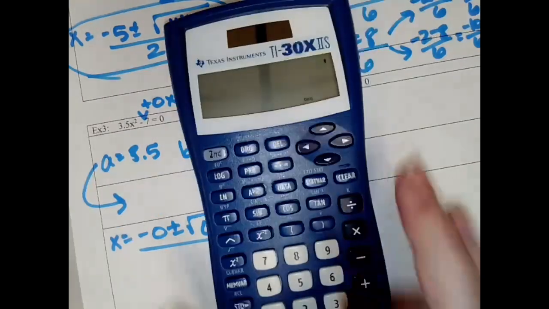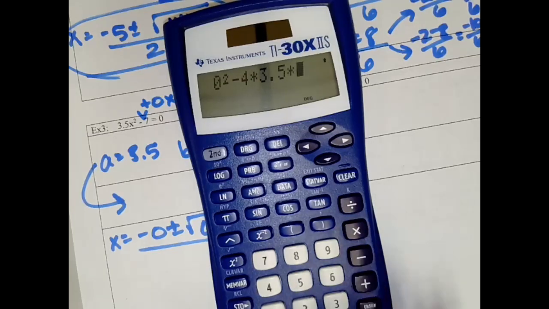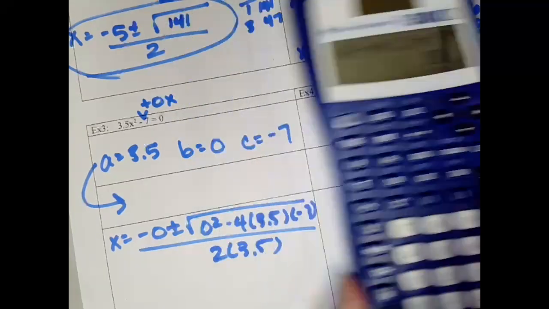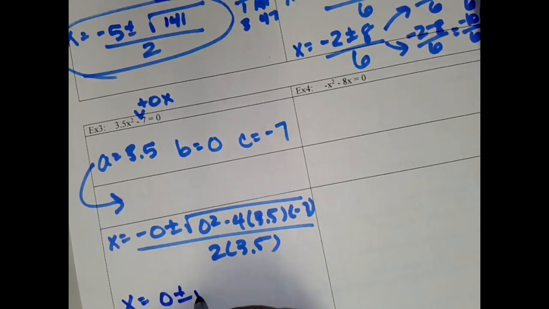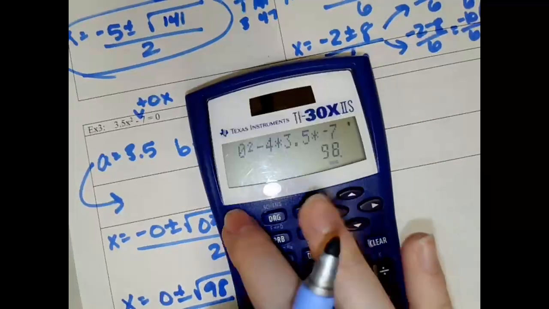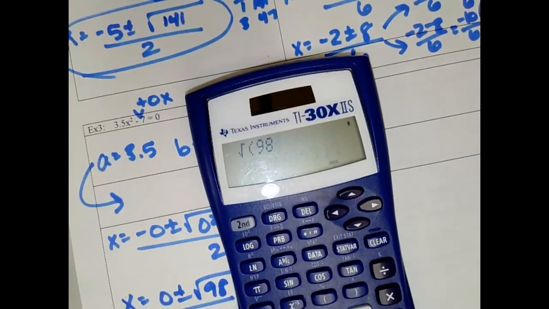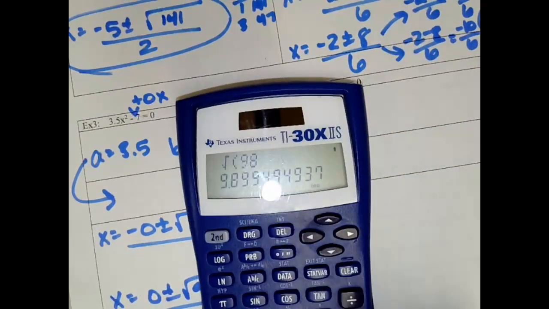In my calculator, let me plug it in. 0 squared minus 4 times 3.5 times negative 7. That gives me 98. So that's x equals negative 0, which is just 0, plus or minus square root of 98 over 2 times 3.5, which is 7. Now you could check, but I already know 98 is not a perfect square. You're not going to get a nice whole number like the previous example up there.